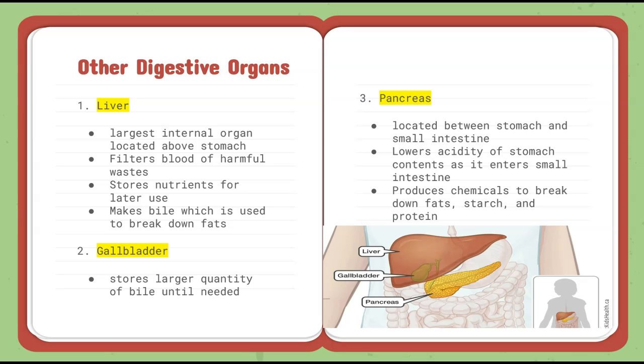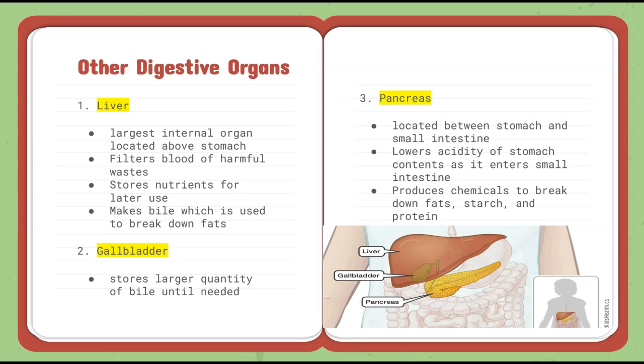Here we're going to go into a little bit more detail about some of these digestive organs, specifically the liver. This is the largest internal organ. It is located just above the stomach. It filters our blood of harmful waste. One of the things it does also is it stores nutrients for later use. It makes something called bile, which is used to break down fats. So bile is used to break down fats.